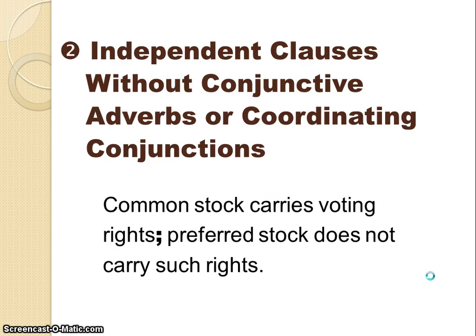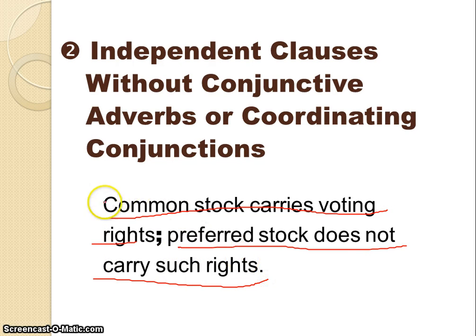Okay, also we use them with independent clauses without conjunctive adverbs or coordinating conjunctions. So if we have two independent clauses here, common stock carries voting rights; preferred stock does not carry such rights. We don't really have to have a conjunctive adverb or a conjunction here. We can just separate it with a semicolon. So this is another way we can use the semicolon, separating two independent clauses.